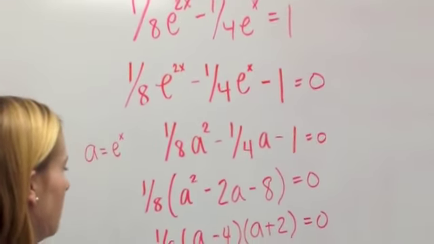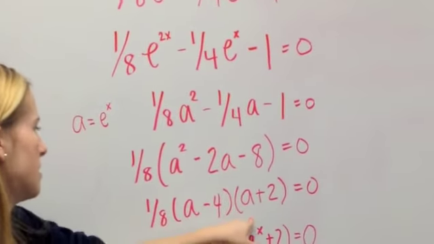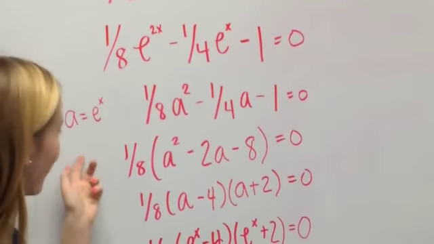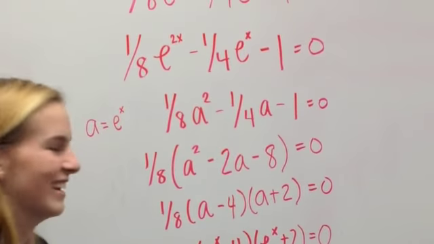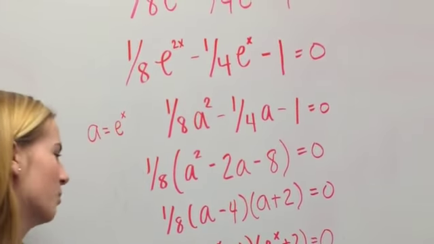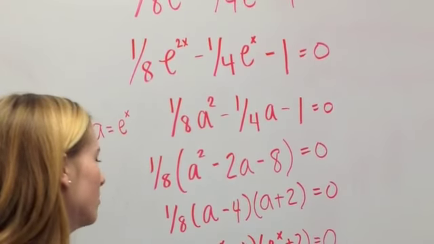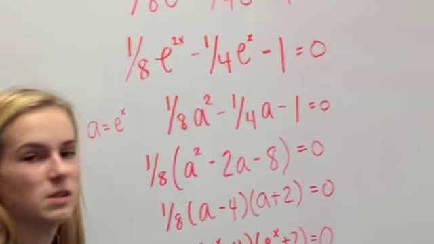But your final answer can't have these a's in it, because we substituted for it up here. So you're going to substitute the e to the x back in. And your final answer will be 1/8 times (e to the x minus 4) times (e to the x plus 2).